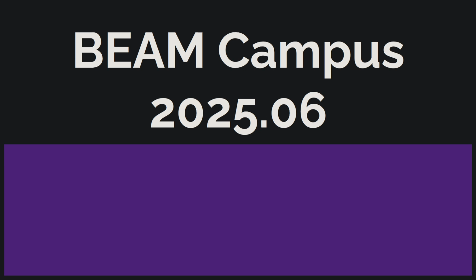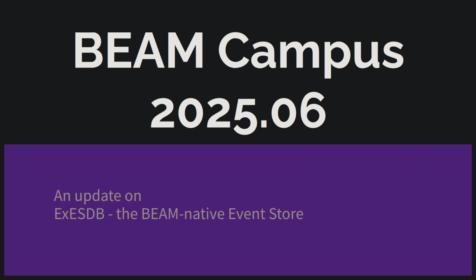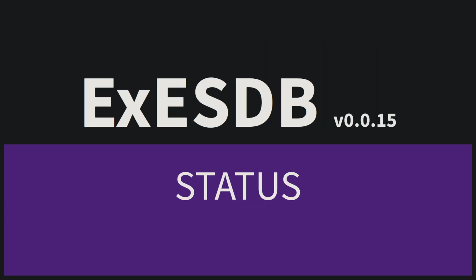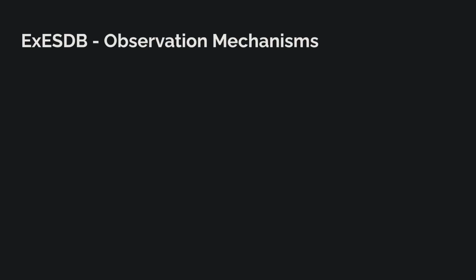It's already June 2025, and today we will give you a little update on the status of ExESDB, the Beam native event store. So, to continue, we have been focusing mostly on the observation and subscription mechanisms in this iteration, and observations are also known to the community as being transient subscriptions.